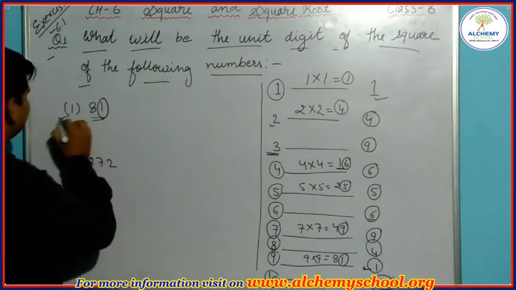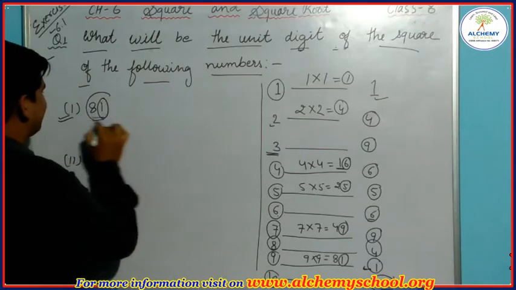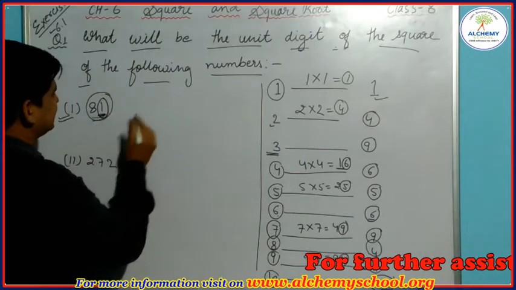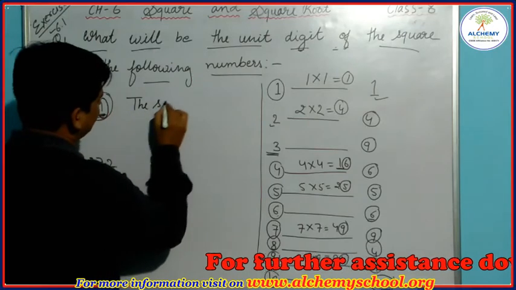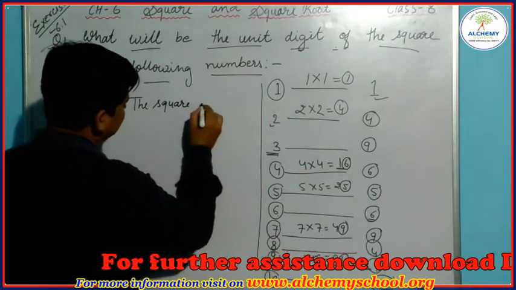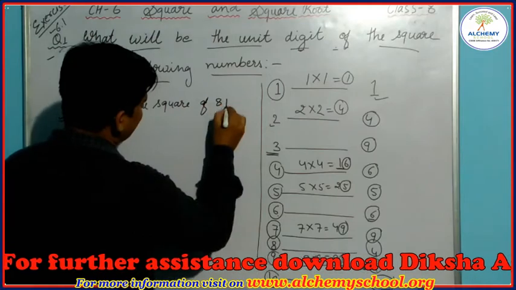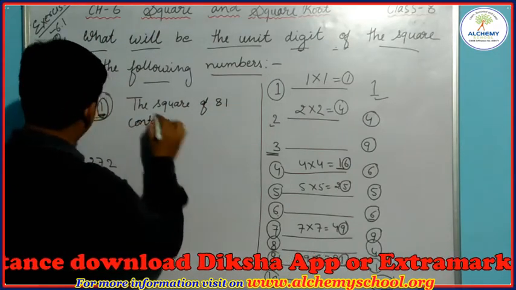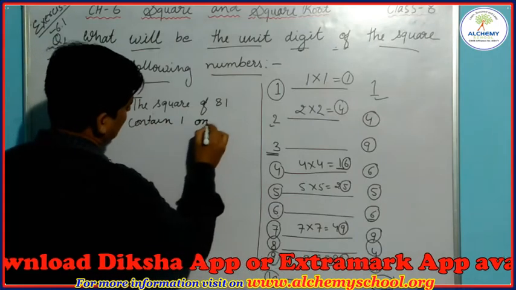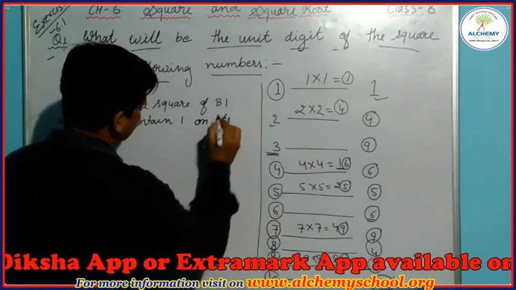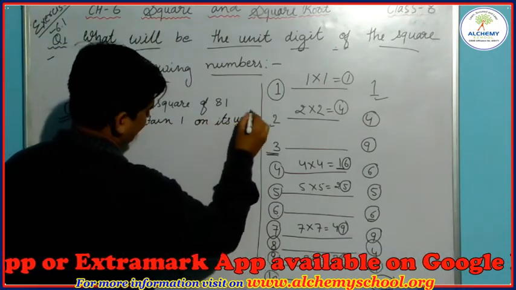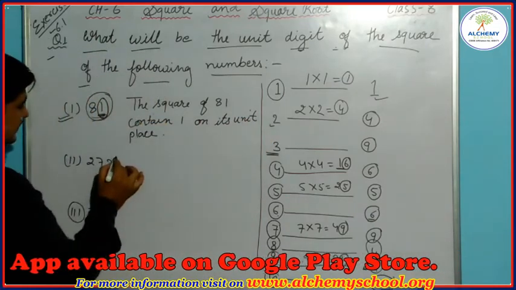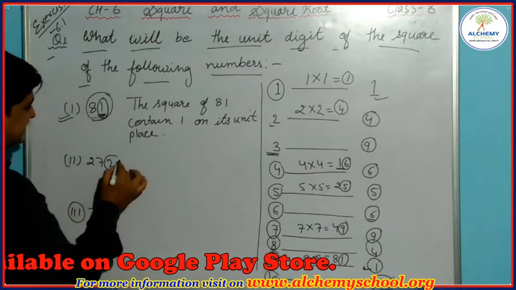Okay, so when we observe the first number we have 81. When we observe the unit place, easily we can say that the square of 81 contains 1 on its unit place. Okay, in the second number we can see the unit digit is 2.